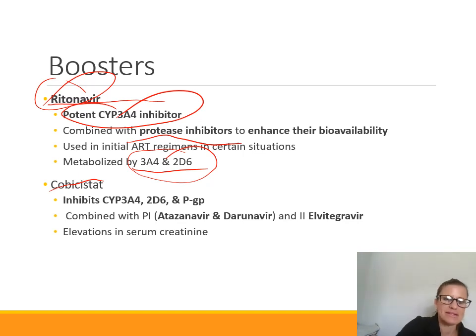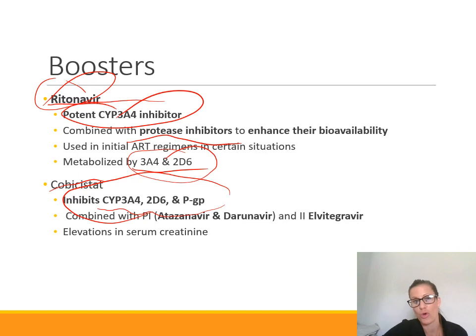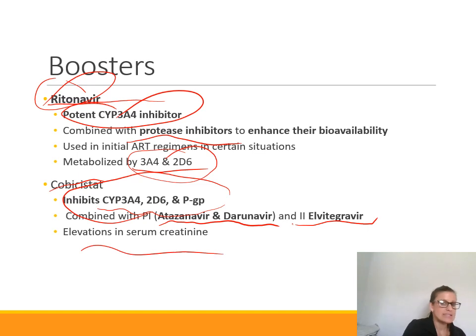Cobicistat inhibits CYP3A4, 2D6, and P-glycoprotein. We typically combine it with a protease inhibitor, either atazanavir or darunavir, and we can also combine it with the integrase inhibitor elvitegravir, which we just talked about on the previous slide. Cobicistat may be associated with elevations in serum creatinine, so it's important to monitor serum creatinine if the patient's going to be on cobicistat.